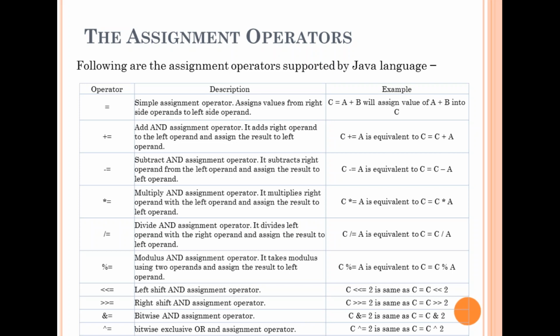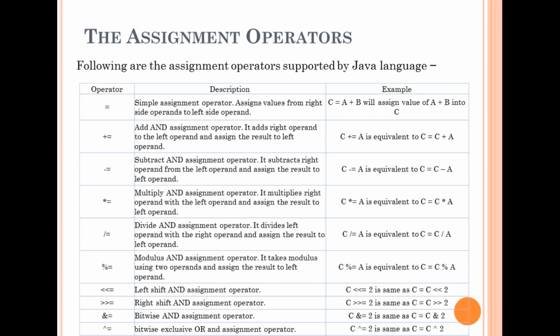Plus equal, add and assignment operator. It adds right operand to the left operand and assigns the result to the left operand. C plus equal A is equivalent to C equal to C plus A. Subtract and assignment operator. It subtracts right operand from the left operand and assigns the result to the left operand. C minus equal A is equivalent to C equal to C minus A.